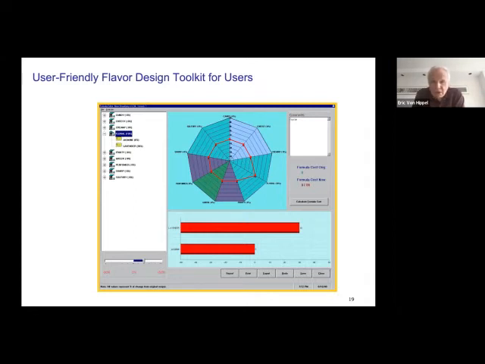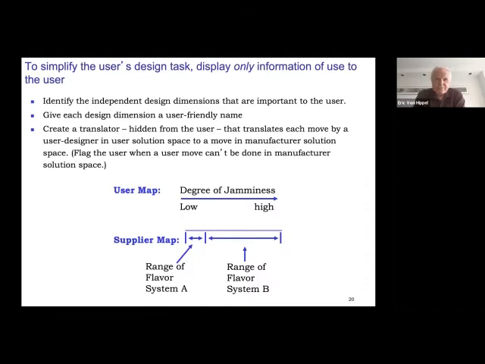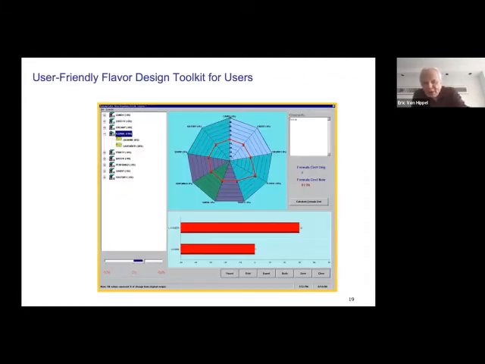Now, one underlying point here, again: you display only information the user needs to know. So one of the dimensions on that flavor toolkit was a dimension of taste called jamminess. Now, the user then has that little lever you saw there. You can pull on that thing to increase or decrease jamminess.